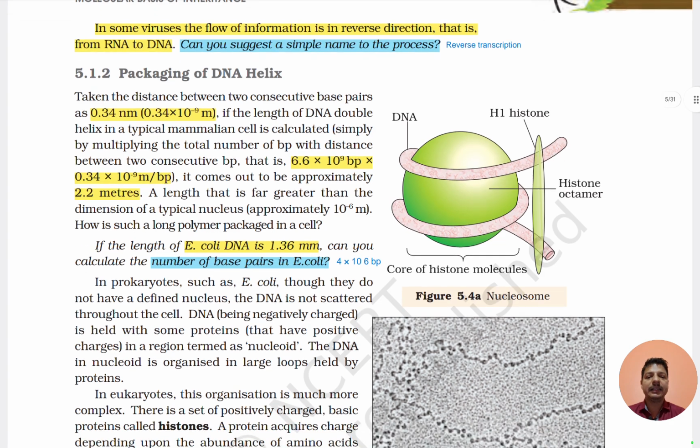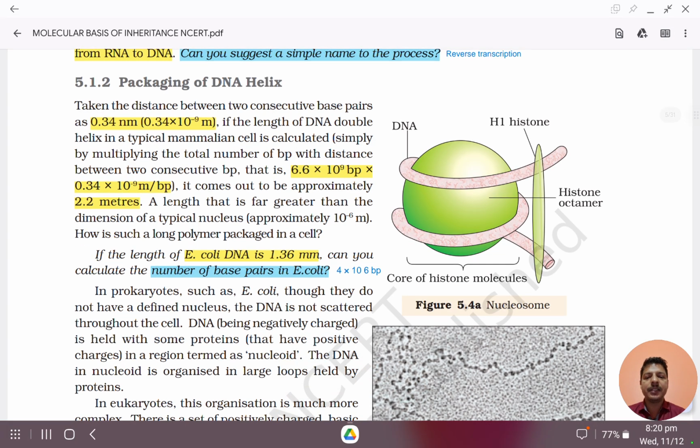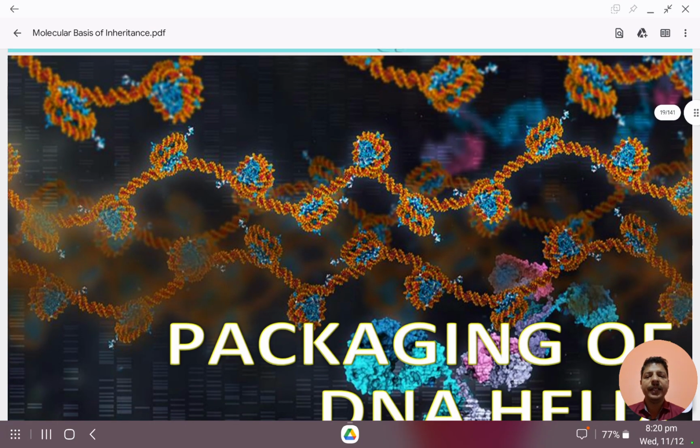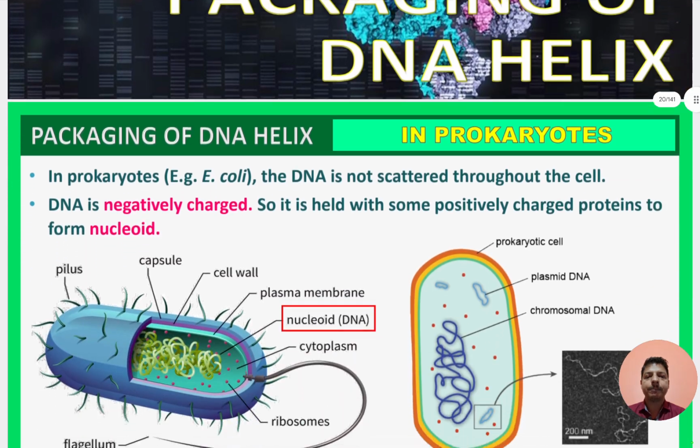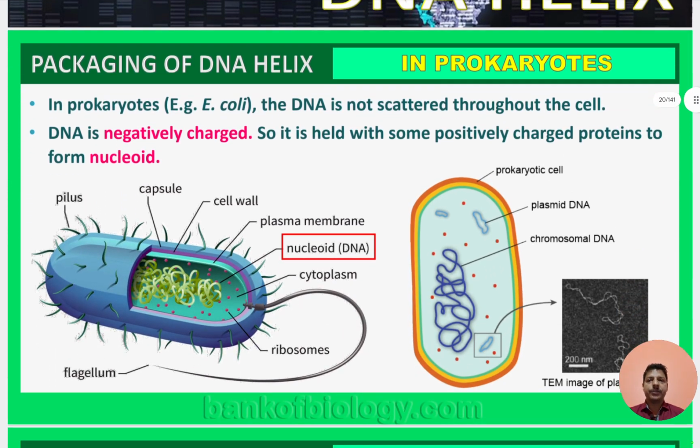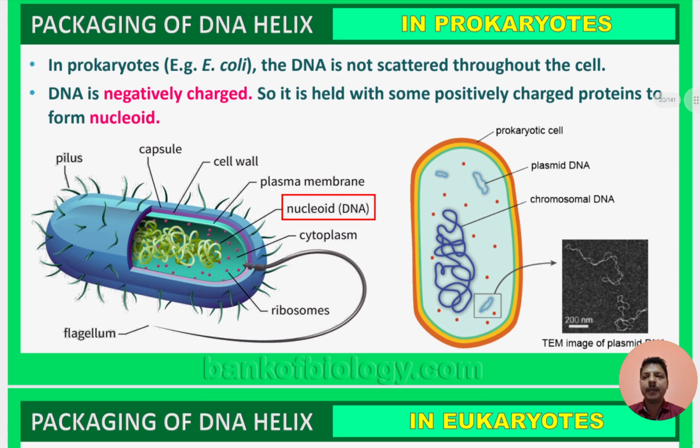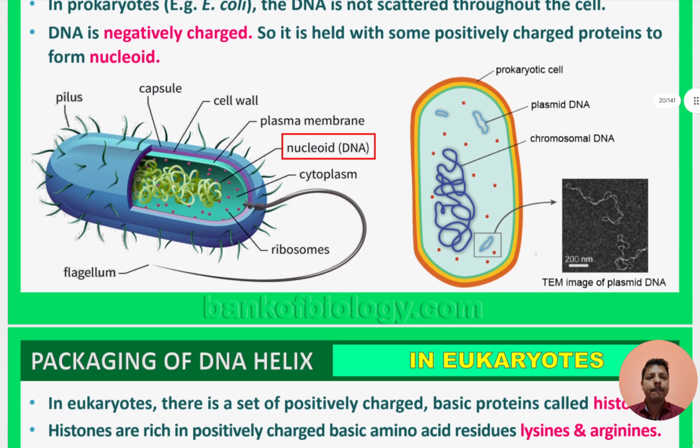Packaging of DNA helix. Let's see what the PDF says. In prokaryotes, for example E. coli, the DNA is not scattered through the cell. As you all know, DNA is negatively charged, so it is held with some positively charged proteins to form the nucleoid. And see the diagram, the nucleoid is there.